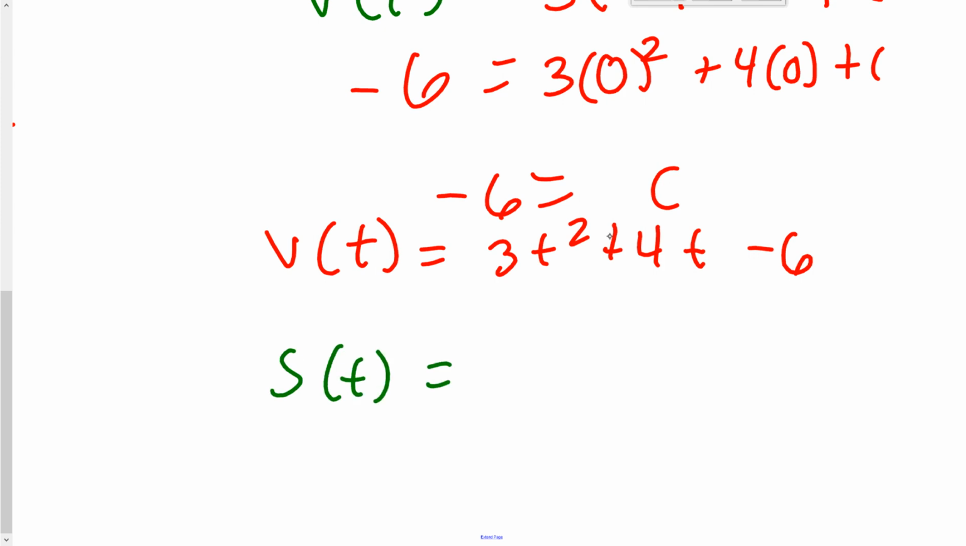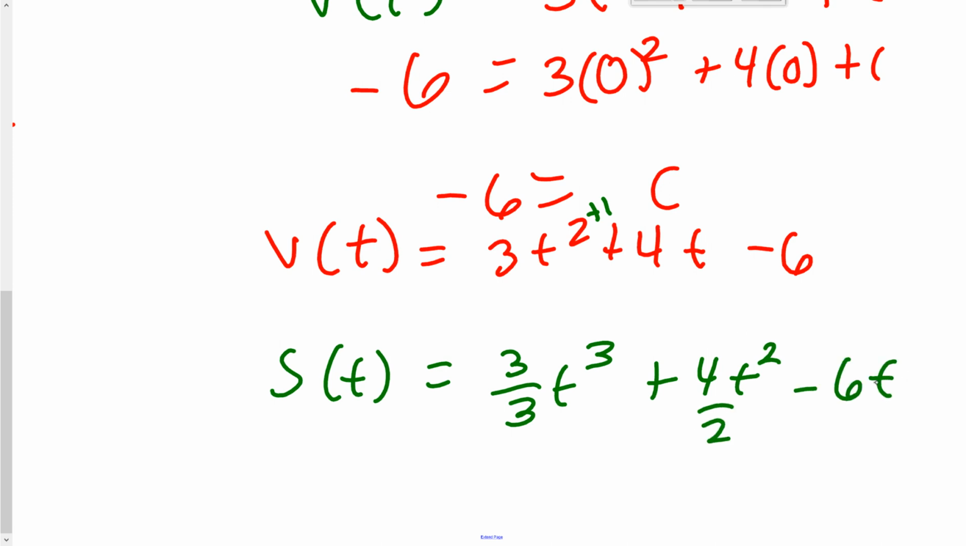So that'd be adding 1 to the exponent and dividing by that. So 3 over 3 plus 4t squared over 2, and then minus 6t. So that's just t cubed plus 2t squared minus 6t. And then again, we can go add c at the end of that.